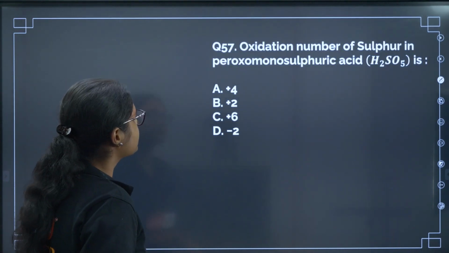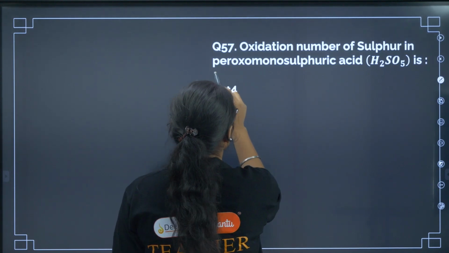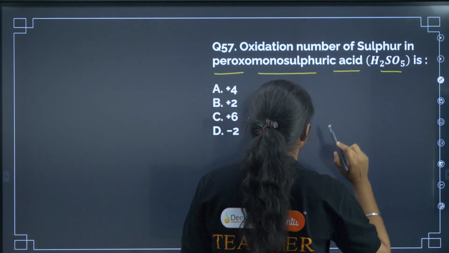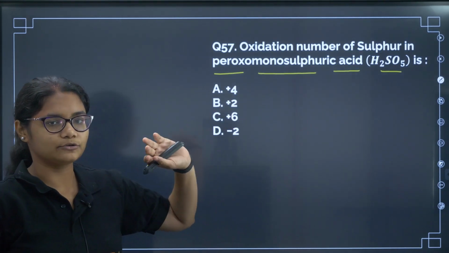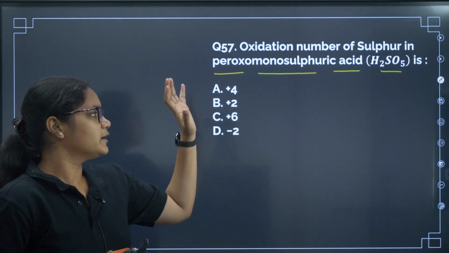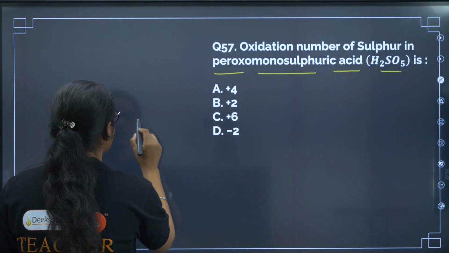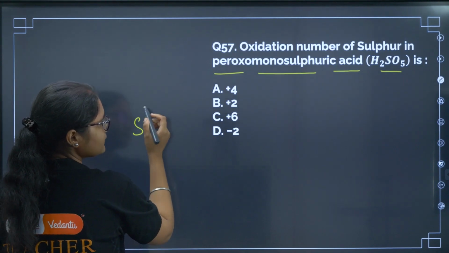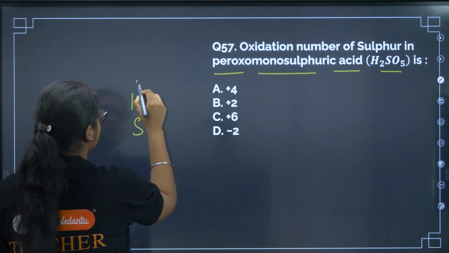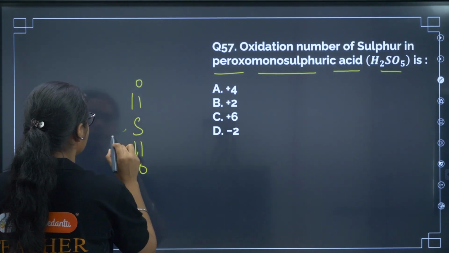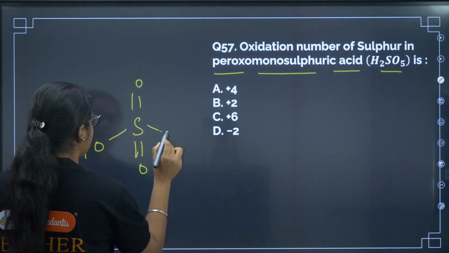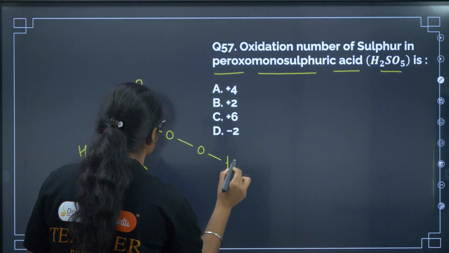Okay, next, oxidation number of sulfur in peroxomonosulfuric acid. See here, whenever peroxo comes, you should be a little careful. The structure will have some peroxide bond. Okay, so we can draw like this, H2SO5. The structure of this one you should know is like this. We have one peroxy linkage.